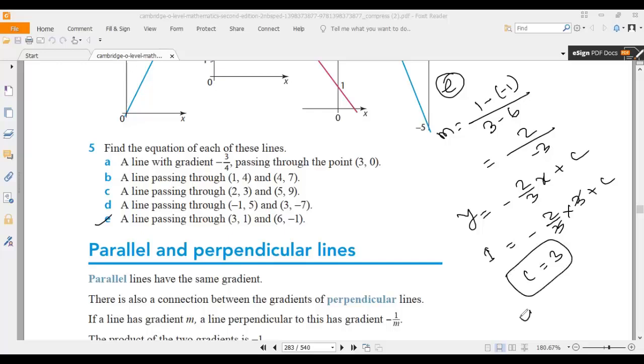Okay. Then what is the final answer? Minus 2 by 3x, the value of c is 3. So this is the equation of the straight line. The main thing is that the equation of a straight line is y equal to mx plus c, where m is the gradient and c is the y-intercept. So by using this idea, we can solve all problems from the chapter. I hope you understand this one properly.